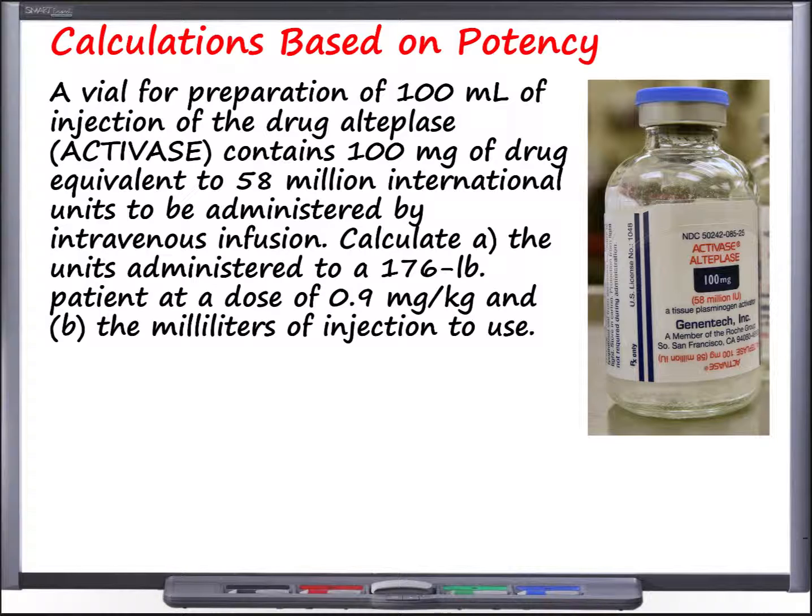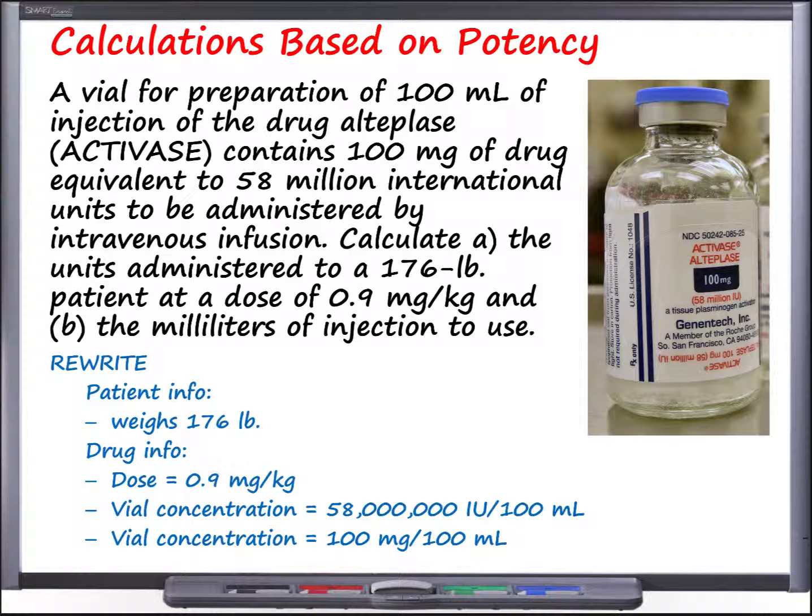First, we want to know the number of units administered to a 176-pound patient at a dose of 0.9 milligrams per kilogram, and the milliliters, or the volume of an injection to use to provide that dose. So, to rewrite this information, what do we know? We know that we have a patient who weighs 176 pounds. What do we know about the drug? A couple of things. We know that the dose to give this patient is 0.9 milligrams per kilogram.